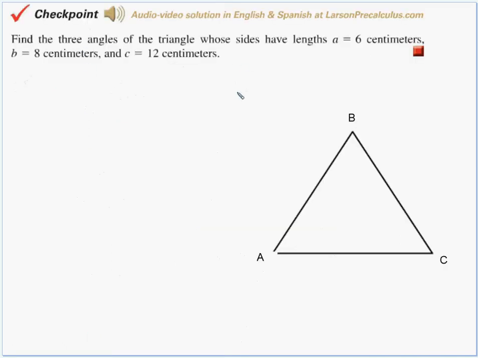So here's a practice problem for you. If you're getting sick of listening to me after you try to solve it, you can go here to the audio book or the ebook and click on that. It'll take you to the English or Spanish solution of that. So pause the video, solve the triangle, and then start it back up and see if you got it.